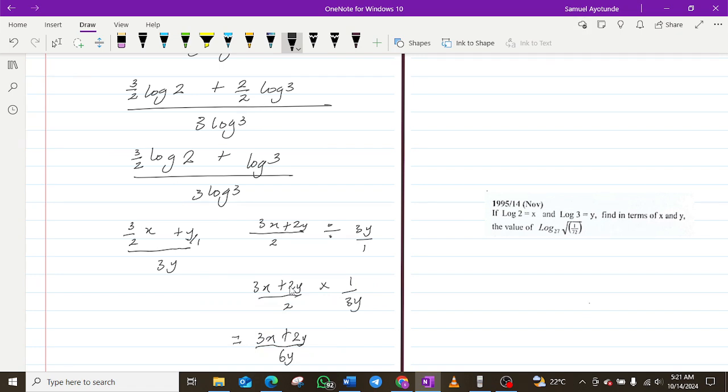If you present your answer like the first one we got, it is still absolutely correct, but in a better simplified form, we have this. So thanks for staying tuned. That is change of base in logarithm.